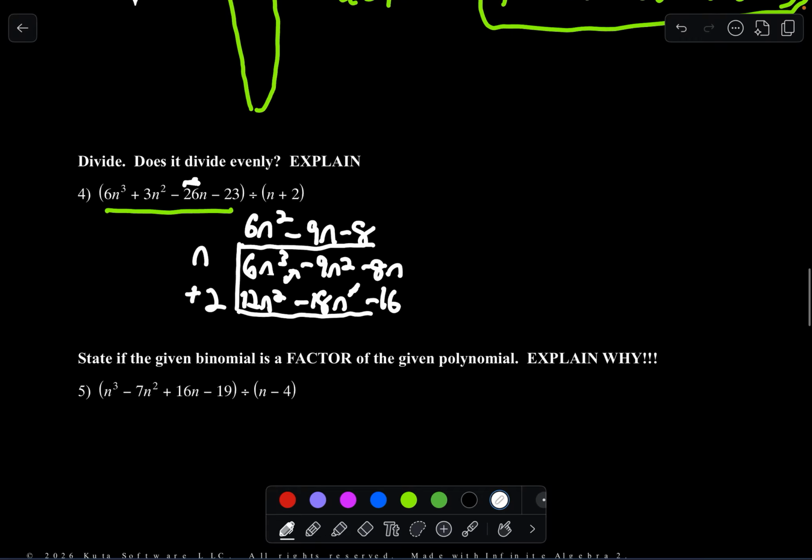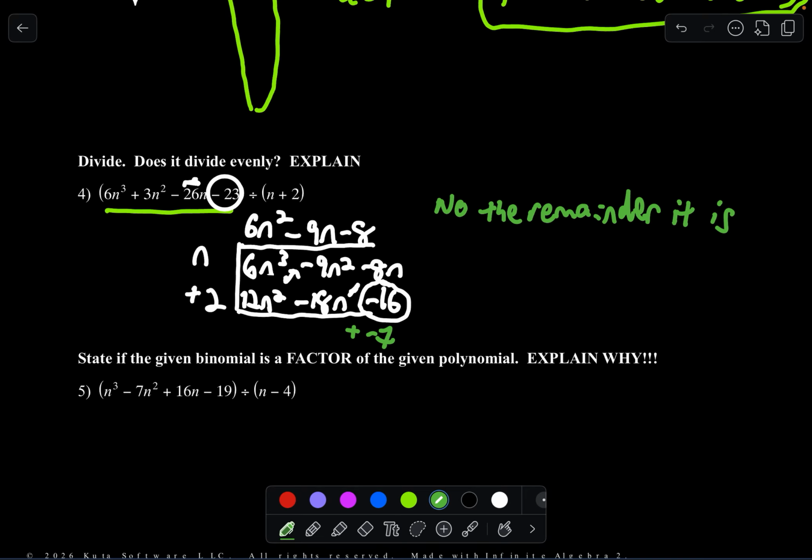All right? Now, does it divide evenly? Explain. Well, notice, we ended up with a negative 16, but we were supposed to end up with a negative 23. They are not the same. It does not go in evenly. So the remainder is going to be whatever we have to add to negative 16 to get to negative 23. So we're going to have to add a negative 7. So it's a remainder of negative 7. So does it go in evenly? No. The remainder is not 0. It is equal to negative 7. So it doesn't go in evenly.